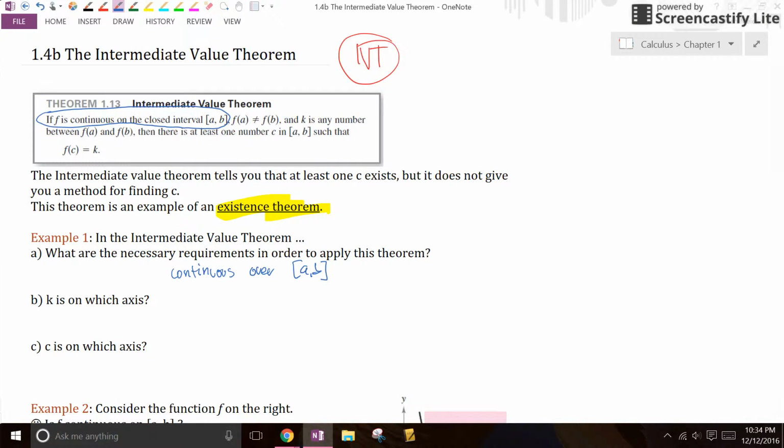Then you have this number k. And what axis is k on? Well, look, k is any number between f of a and f of b. Those are the y values at a and the y value at b. So it's on the y-axis. Then there exists at least one number c that is in between a and b. So that means there's some number c that's between a and b, so the c value is on the x-axis. That's all it's saying. And then it says that f of c is going to be equal to k.